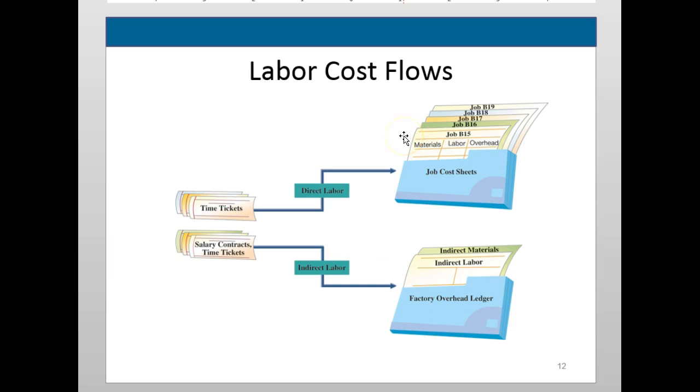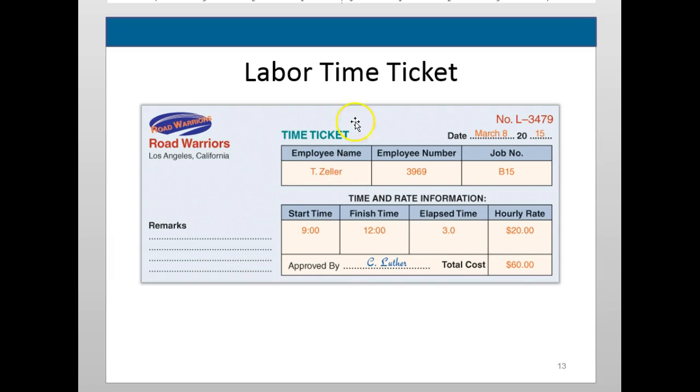So labor costs are very similar. They use a time ticket, and there's direct labor that goes to the job sheets, and there's indirect labor that goes to the factory overhead ledger, or the T accounts for those. They kind of look like this. I don't know if anybody's worked in a factory and you've done piecework. A lot of times you're asked to fill out a time ticket on whatever part you're working on, and it will keep track of how many minutes you spent on that, and when you get done with that, you turn that in.